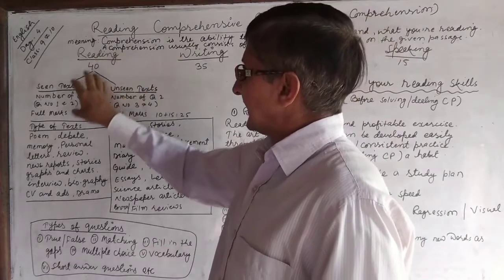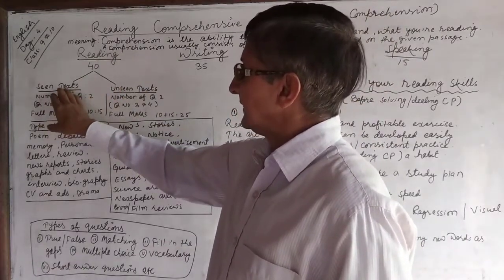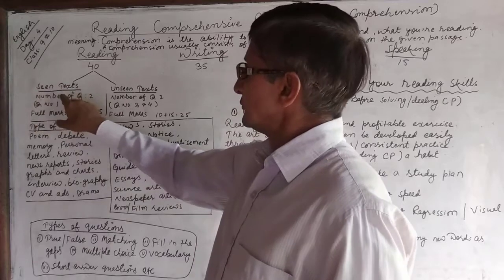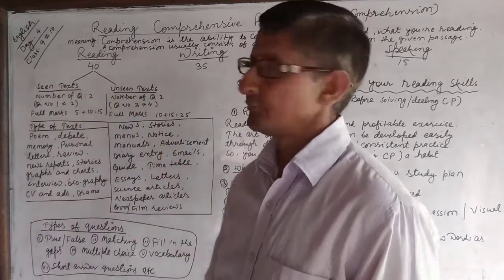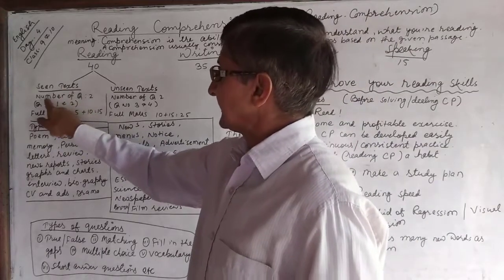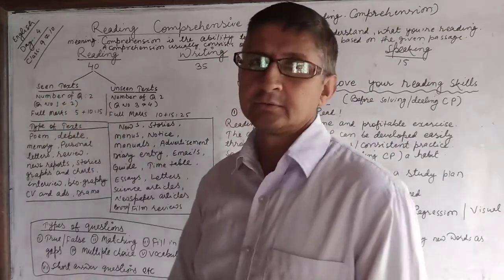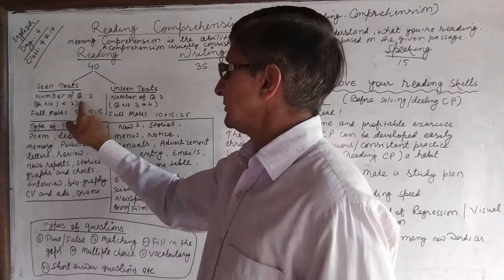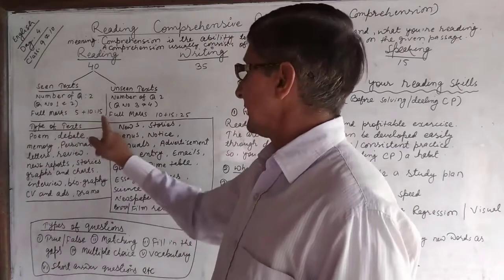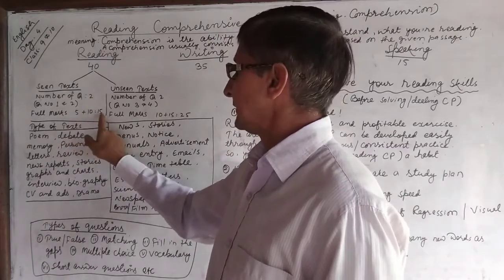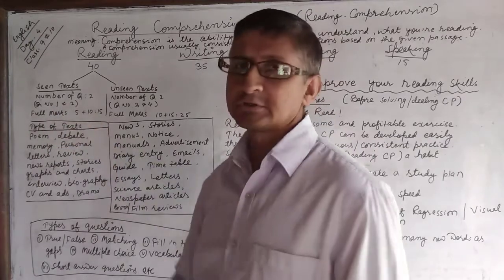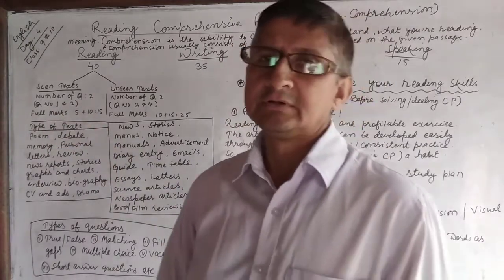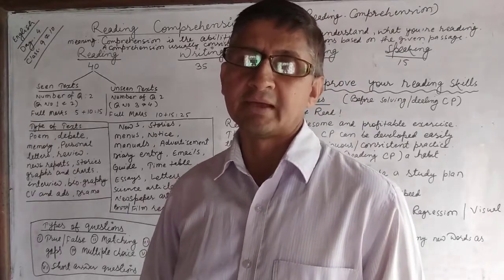Your reading section is further divided into 2 parts, seen text and unseen text. In seen text, there are 2 questions, question number 1 and 2, and the total mark is 15, 5 plus 10, 15. Question number 1 is of 5 marks, and question number 2 is of 10 marks, and the total marks is 15.